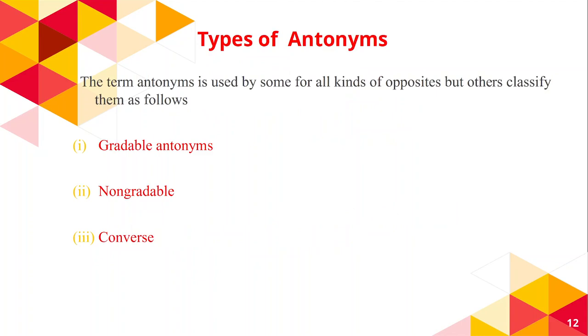Antonyms can be classified into three. Generally, all opposites are called antonyms, but efforts have been made to classify them for the sake of clarity. So let us understand this classification. They can be gradable antonyms, non-gradable antonyms, and converse.